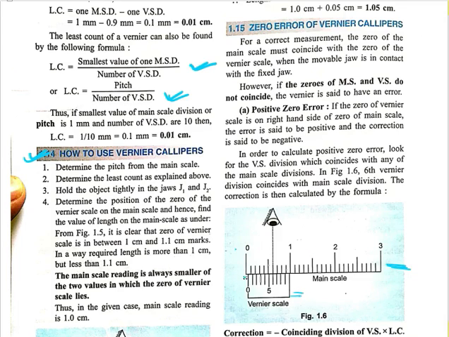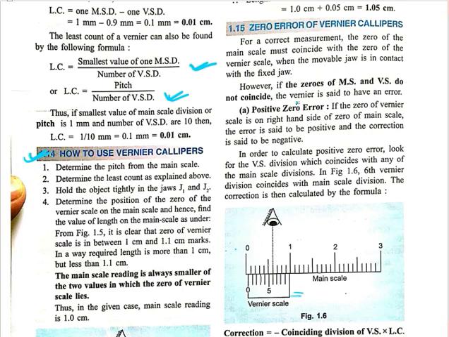And so for correct measurement, these two must be the same. That is, if the zero of the main scale is here, then the zero of the vernier scale must also be on this line. Only then will we have the correct measurement when the movable jaw is in contact with the fixed jaw.